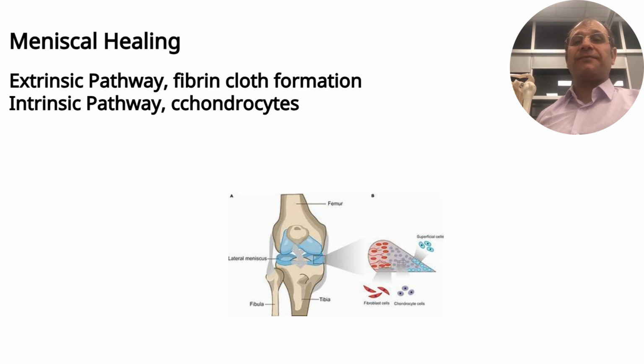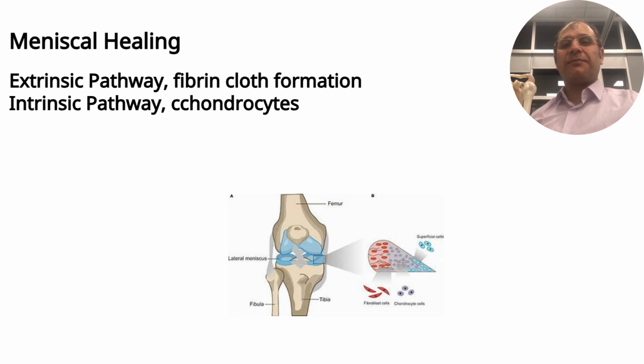Intrinsic pathway. Chondrocytes within the meniscus have an inherent ability to initiate healing, even in avascular regions. The fibrin clot aids this process by acting as a scaffold and providing chemotactic and mitogenic stimuli to promote repair. Arnoczky and Warren, 1982, provided a detailed description of the microvasculature of the menisci.